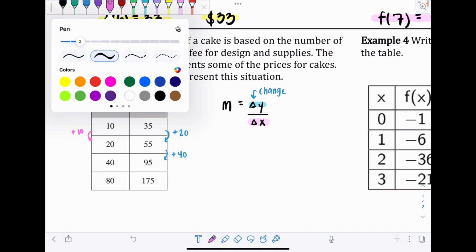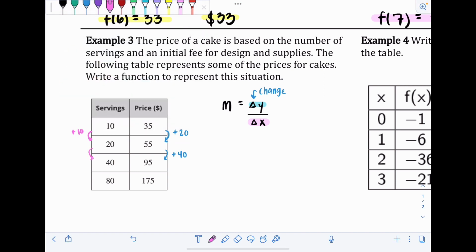And then over here, I'm going from 20 to 40, so to go from 20 to 40, I'm adding 10. And then to go from 95 to 175, we can do 175 minus 95 to figure out what I would need to add. So 175 minus 95 is 80. So this would be plus 80.